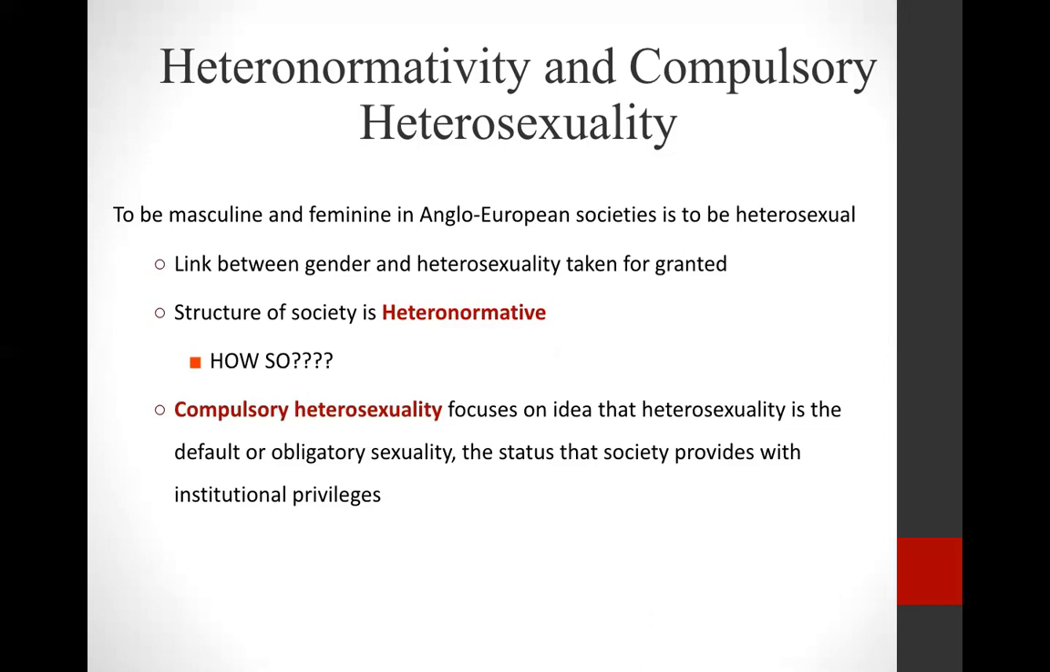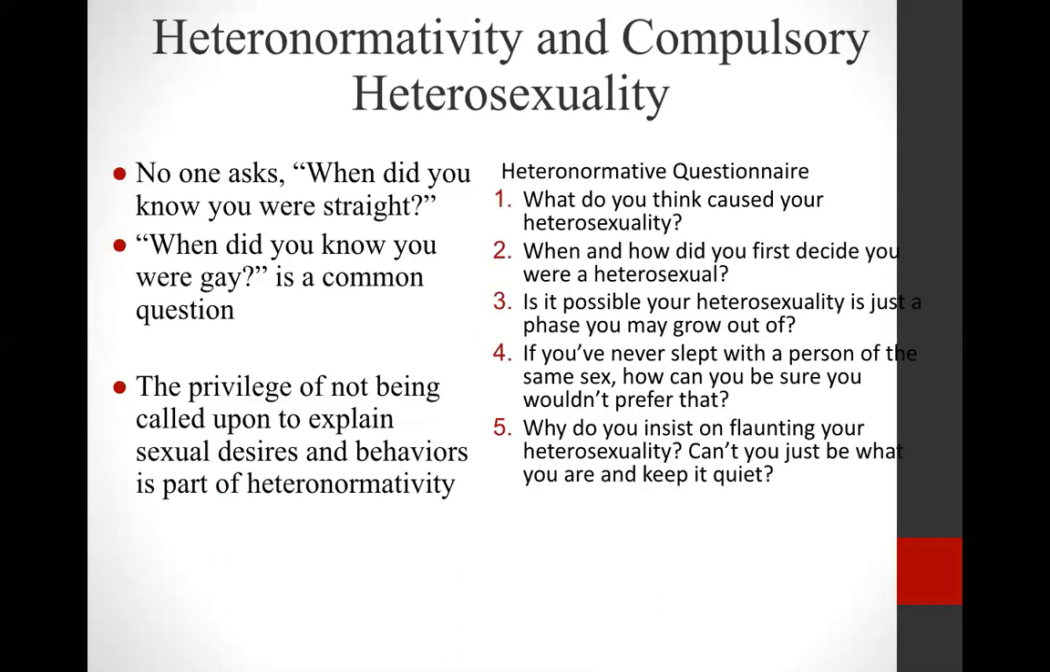Just assuming that is how these children, who at this point aren't necessarily even probably thinking about dating or sex, we're kind of putting that identity on them. And really, maybe the best example around heteronormativity and compulsory heterosexuality is the fact that you don't have to come out as heterosexual because that's just what you're presumed to be. No one asks, when did you know you were straight? However, when did you know you were gay is a very common question. And that is a privilege, to not feel as if you have to explain your sexual desires.